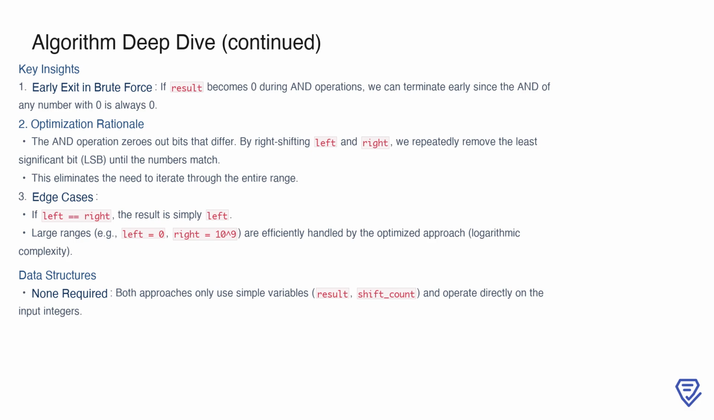Additionally, edge cases like left equaling right are handled naturally, as the result is simply left. Large ranges, such as left equals 0 and right equals 10^9, are efficiently managed due to the logarithmic complexity of the optimized approach. Importantly, no extra data structures are required, as the solution operates directly on the input integers using simple variables like result and shift_count.